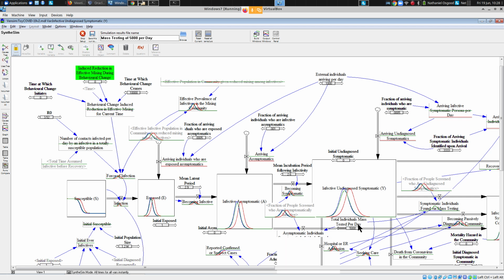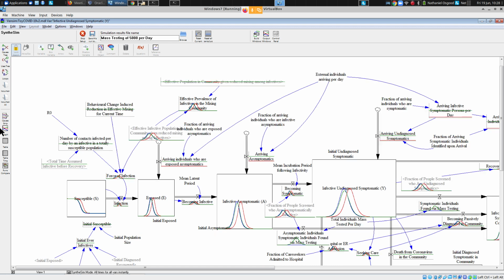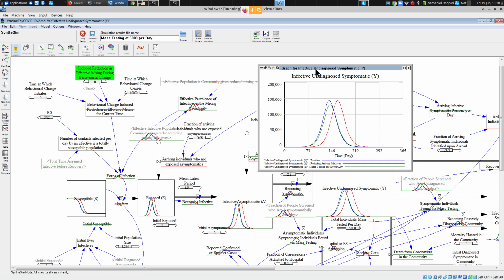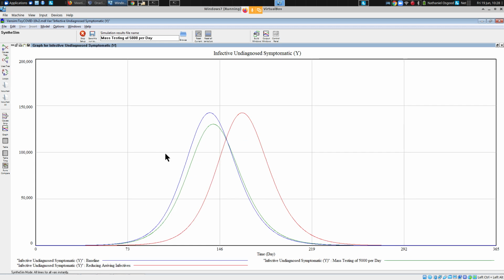Now we see something different. We still have the red. That was the scenario we ran with reducing the number of people coming in. We still see the blue. That's the baseline where we've done nothing extra. People just presenting for care. But now we have a green scenario. And if I double click on this graph, you'll see actually there's a green scenario.